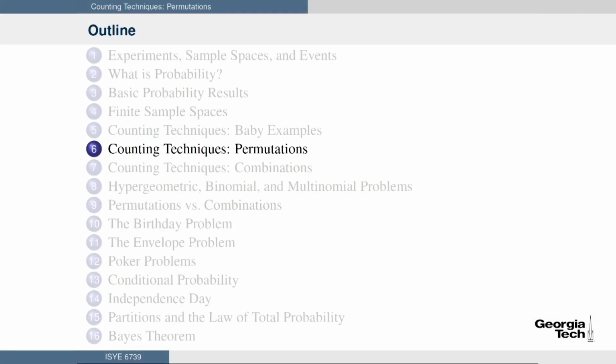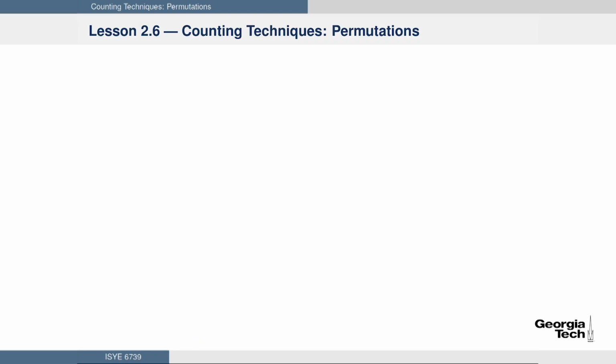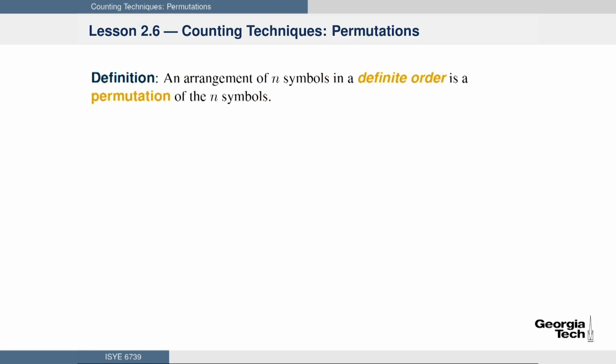Hi class, we'll be talking about the counting technique known as permutations. Let's start out with an easy definition. An arrangement of n symbols in a definite order is called a permutation of the n symbols.